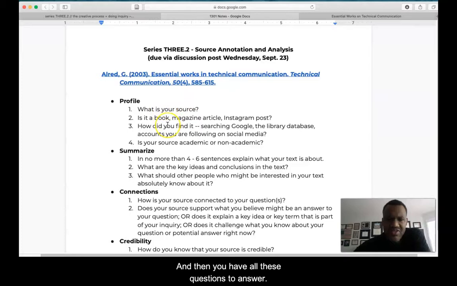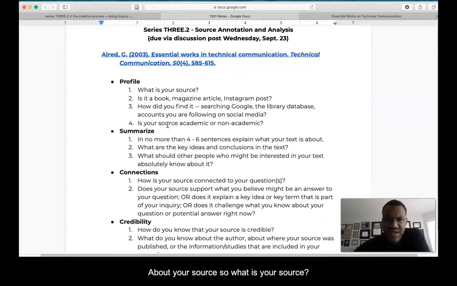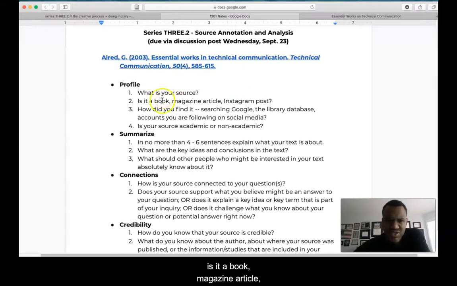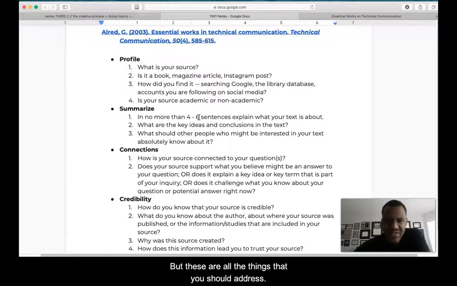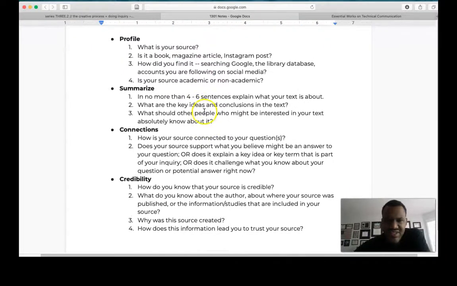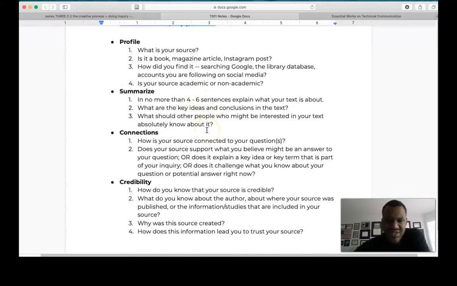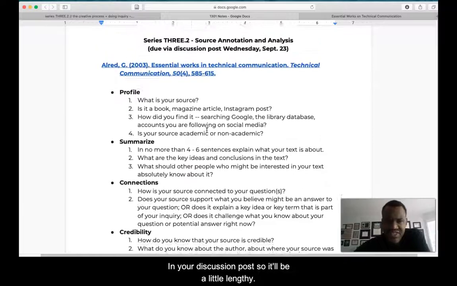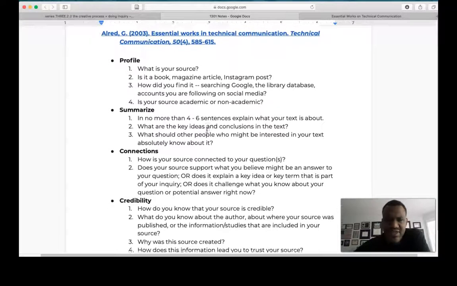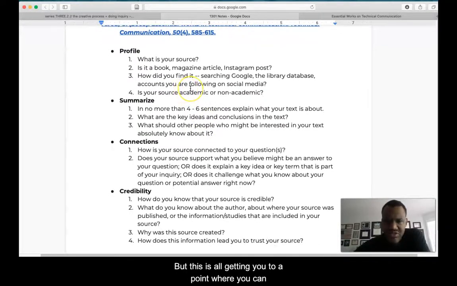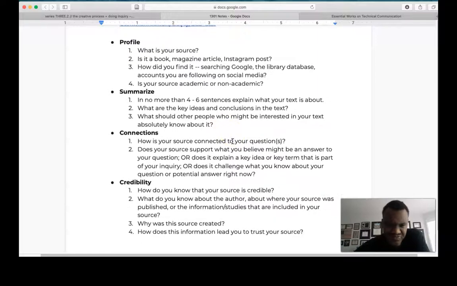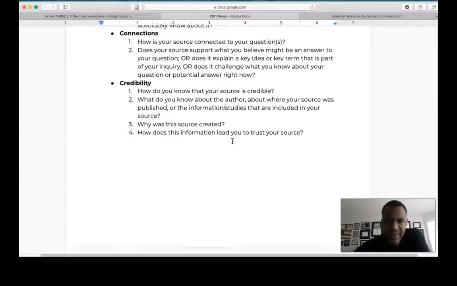And then you have all these questions to answer about your source. So what is your source? Is it a book, magazine, article, Instagram post? And you can combine some of these questions together into one response. But these are all the things that you should address about your source in your discussion posts. So it'll be a little lengthy, but this is all getting you to a point where you can narrow down some sources for your final project. Okay, so that's due Wednesday.